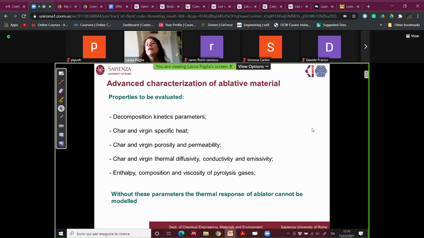Properties to be evaluated for an ablative material. Okay, we have to know all the decomposition kinetics parameters. This is very important, and during this lesson we will go in depth on this point. Then, char and virgin specific heat.